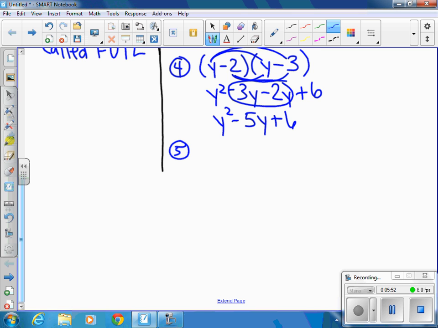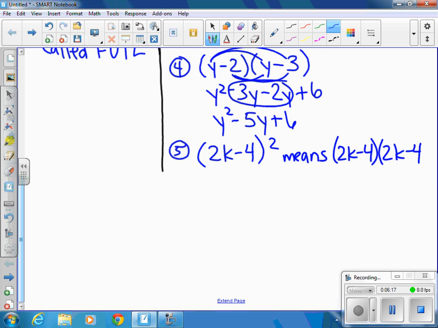All right, for the next one, they do write them a little differently. Okay, if you see this, then that means that whatever that binomial is in parentheses, there are 2 of them. So you actually need to stretch it out or rewrite it so that you can do the FOIL. This 2k minus 4 squared means the same as 2k minus 4 times 2k minus 4. And you can see by doing that that FOIL is going to be very easy to do. But if you don't stretch it out or rewrite it so that it looks the way it's supposed to, then you're not going to be able to get the FOIL to come out the way you want it to.